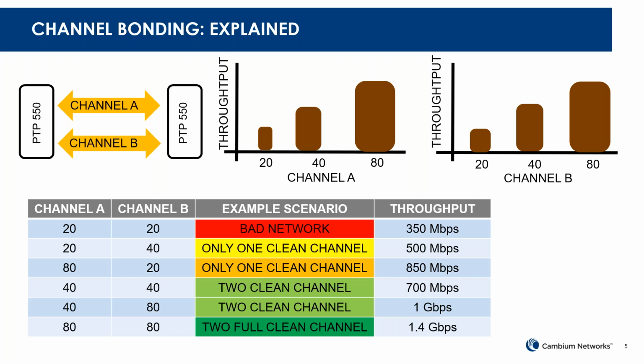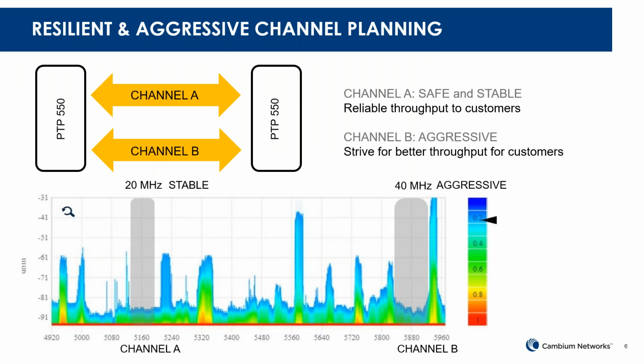Today, the PTP 550 supports fixed mode, meaning you have to set up the frequency manually. You determine where channel A and channel B are, and what channel size you are going to use. We have a built-in spectrum analyzer, so you can run it to see which two channels you want to use. For example, here we chose 40 megahertz on 5.8, and we chose 20 megahertz on 5.1, and then we combine them together.